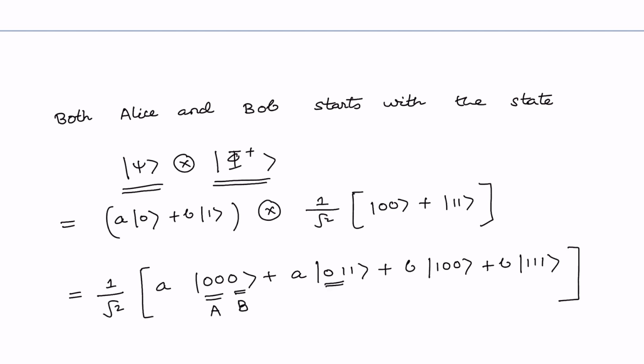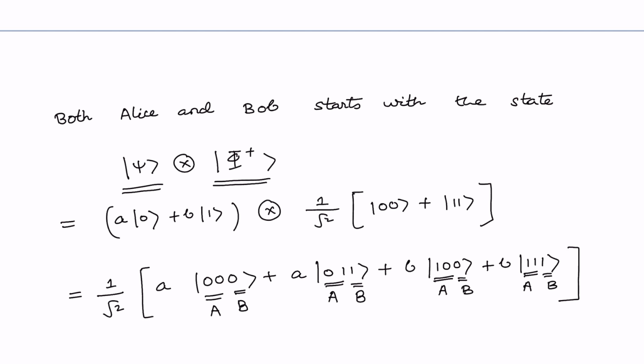Similarly here, these two qubits belong to Alice initially, and this one belongs to Bob. When I say initially, that means before anything is done. You will soon understand what I mean by this. And here, these first two qubits belong to Alice and this third one belongs to Bob. Similarly here, the first two qubits belong to Alice and the third one belongs to Bob.